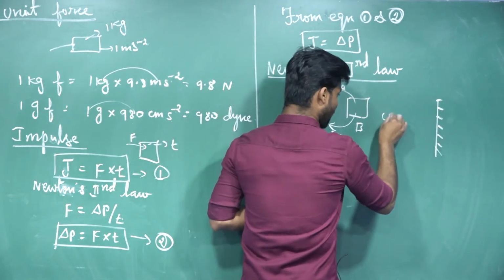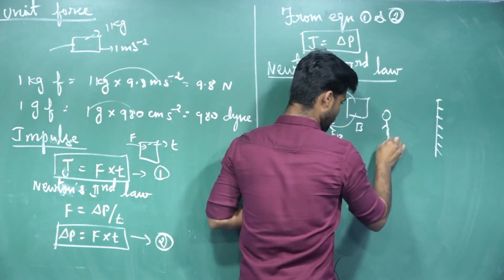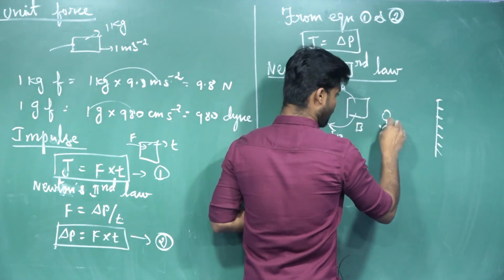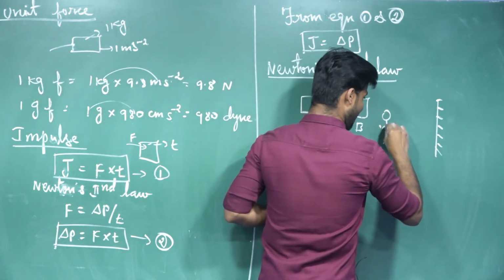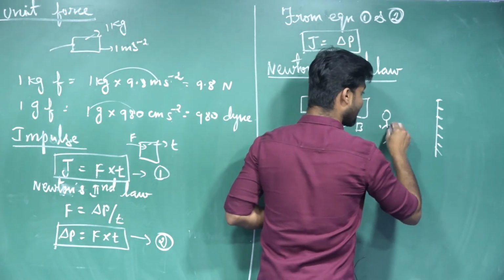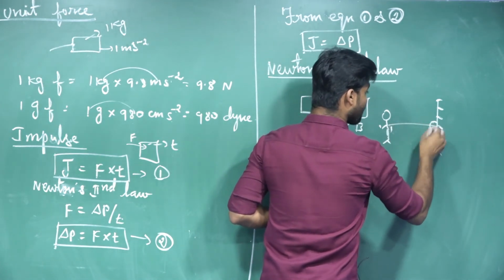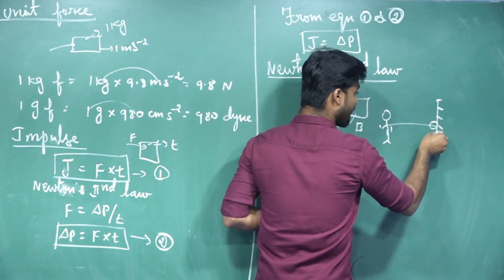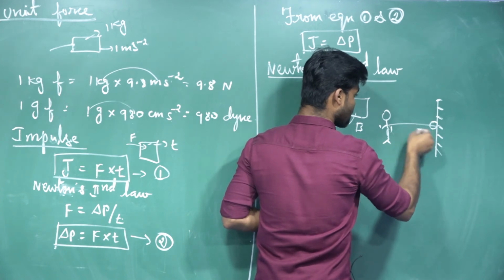So if one man is standing here, and he throws a ball, what happens? The ball strikes or hits the wall. What's happening again? After the ball hits the wall, it again rebounds towards this man.